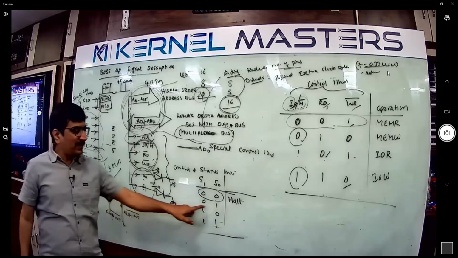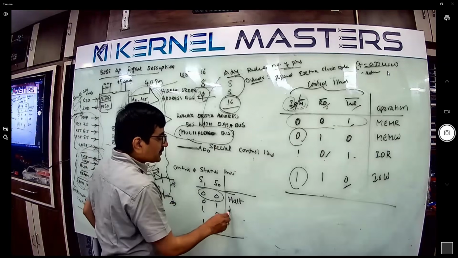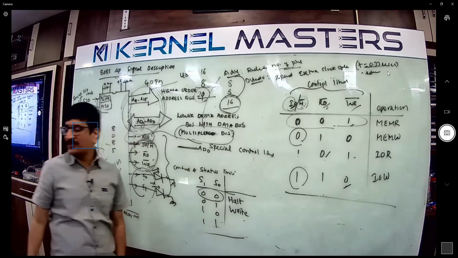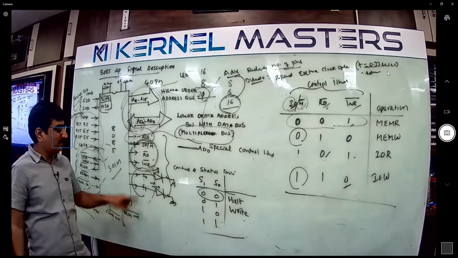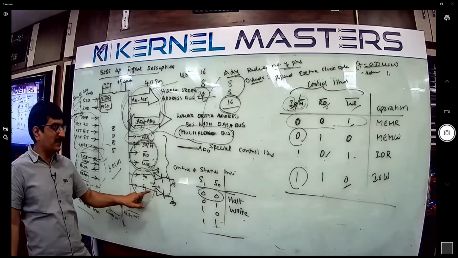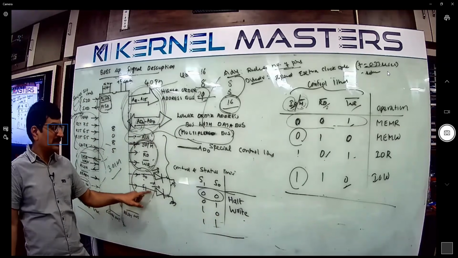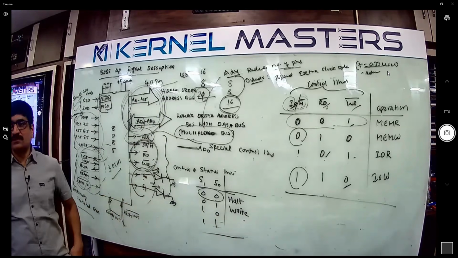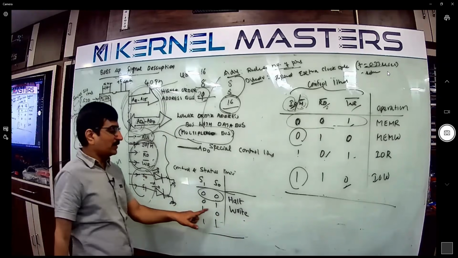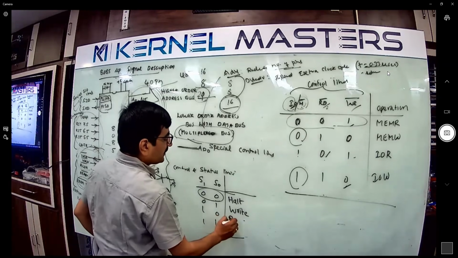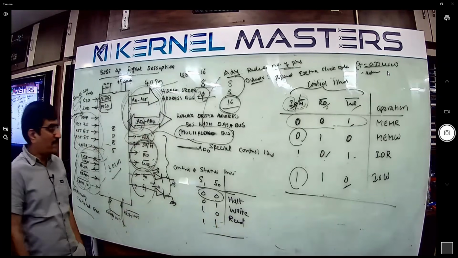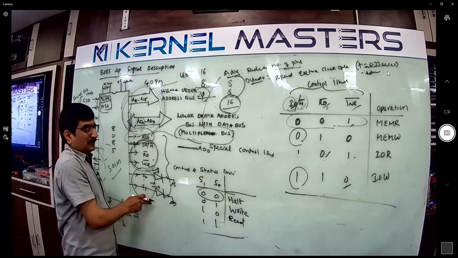0, 1 indication means the microprocessor just performed a write operation. Which operation? Write. 0, 1: the first LED, S1, is 0, and S0 is on. S0 on is a write operation. S1 on, S0 0: which operation? Read. The microprocessor just performed a read operation.